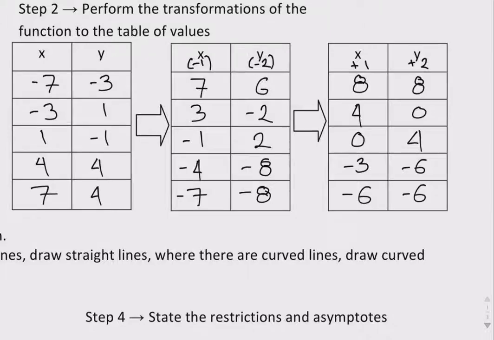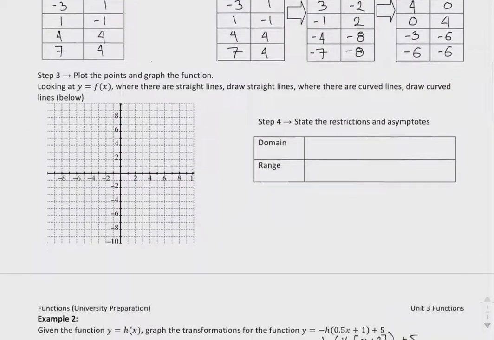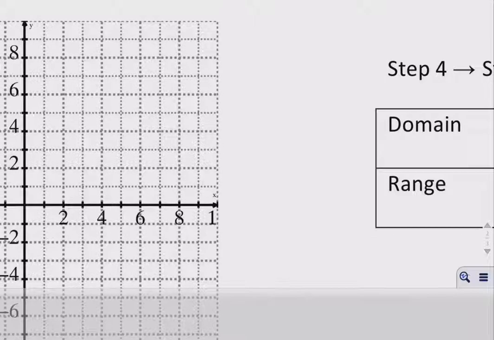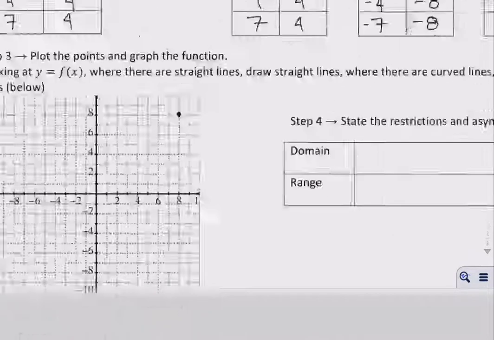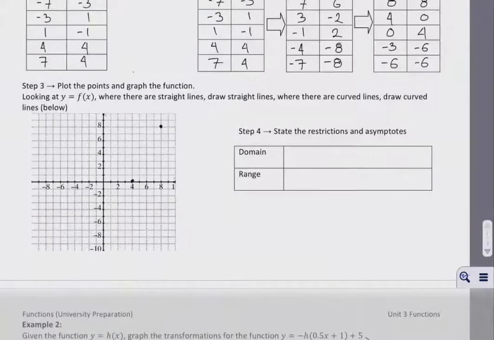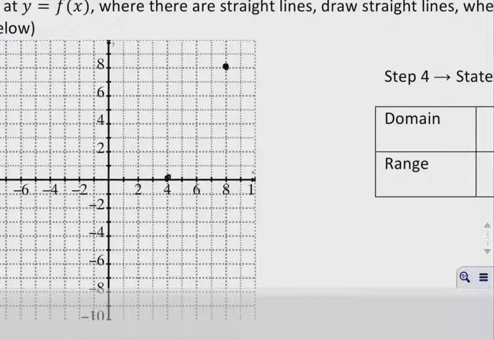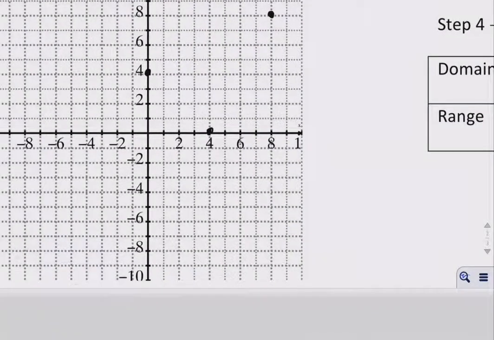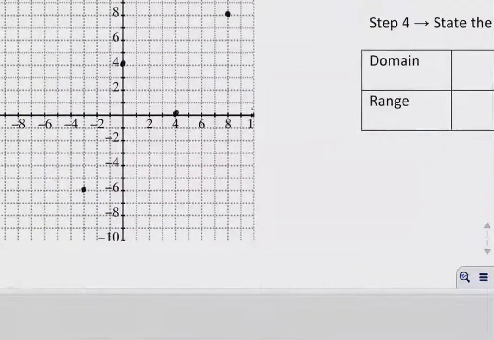Okay, so now with our final table, we're going to plot these points, beginning with 8, 8, which is way up here. And then 4, 0, 0 and 4. -3 and -6. So back 3 down 6. And finally -6 and -6.